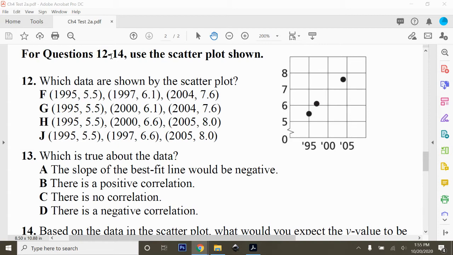13. Which is true about the data? A, the slope of the best fit line would be negative. B, there is a positive correlation. C, there is no correlation. D, there is a negative correlation.